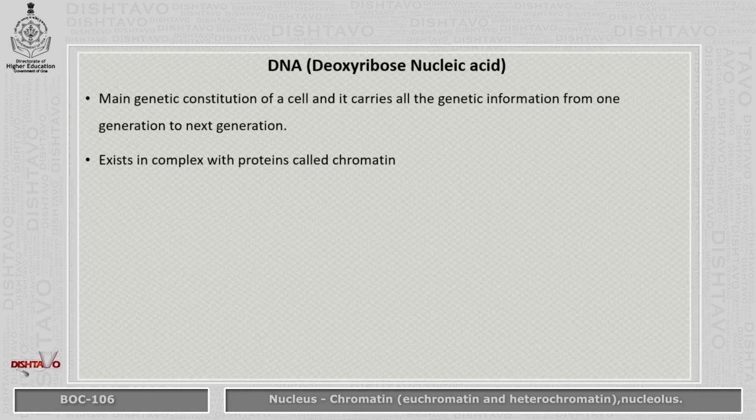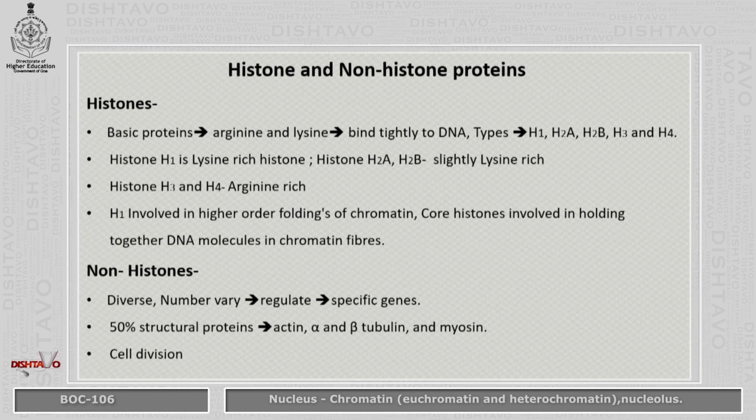Now let us look at the histone and non-histone parts of the nucleosome. Histone proteins are basic proteins, with a high amount of arginine and lysine types of amino acids. Because of the presence of these basic amino acids, they bind tightly to DNA, which is acidic in nature. There are different types of histones like H1, H2A, H2B, H3 and H4.